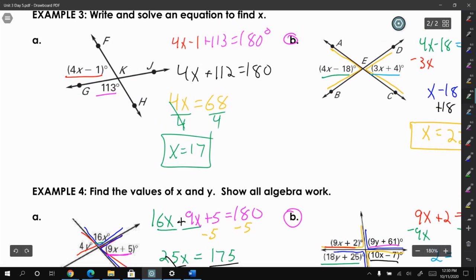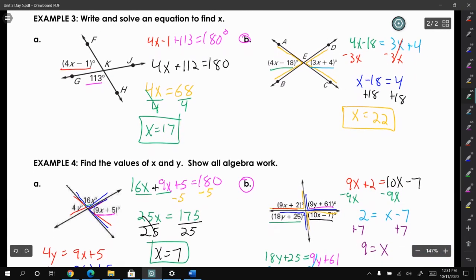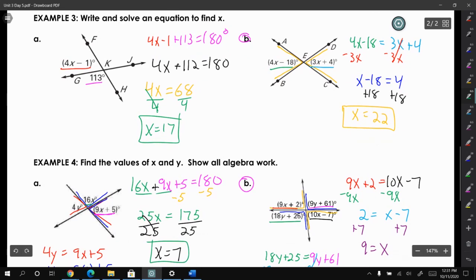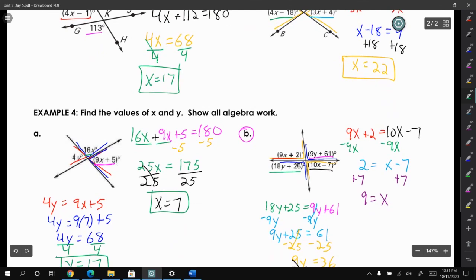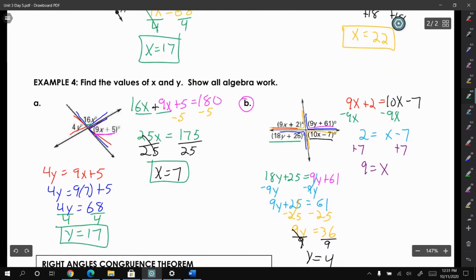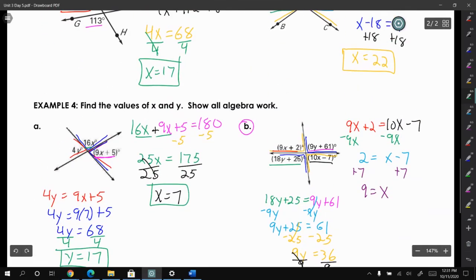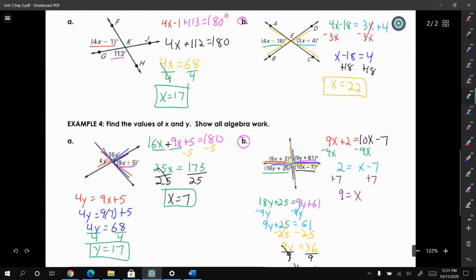All right, so in letter A, for example, number 3, these two angles formed a line, so you had to add them up and set them equal to 180, and x is 17. And then letter A, for example, 4, I get x equals 7, and then I plugged that in to get y equals 17. So we're not going to do this proof down here, so this is where we're going to stop.